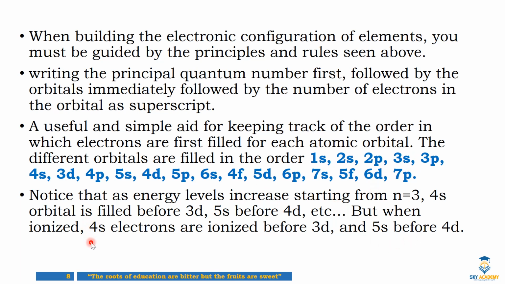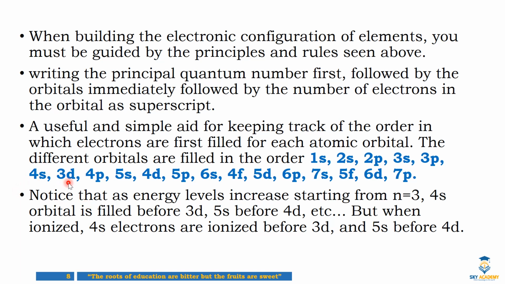But when we come to ionizing, for example, when an atom loses electrons, it does not follow this order. When ionized, 4s electrons are ionized before 3d. For example, we have 4s 3d. For example, an atom will finish here. Its orbitals end here. We have 4s and 3d.